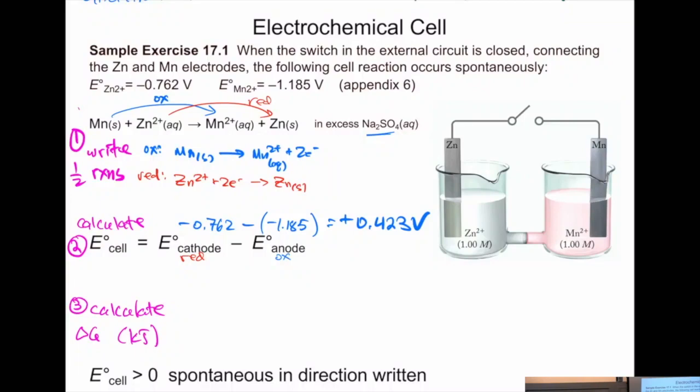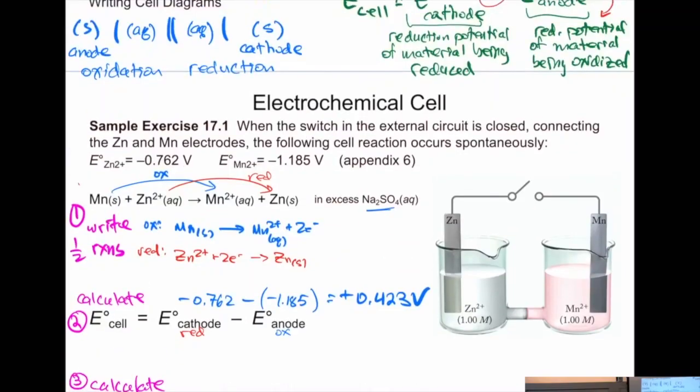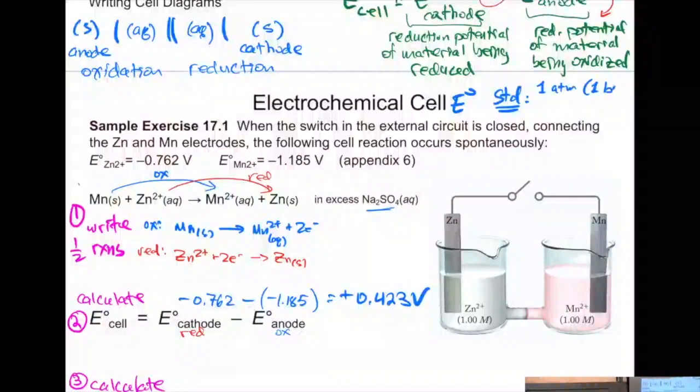All right, now we need to calculate what delta G is for this standard reaction. I emphasize standard because this is all E naught, standard conditions. Let's do a review. What are our standard conditions? 1 atm. Yeah, 1 atmosphere, it's really 1 bar, but that's about the same as 1 atmosphere.